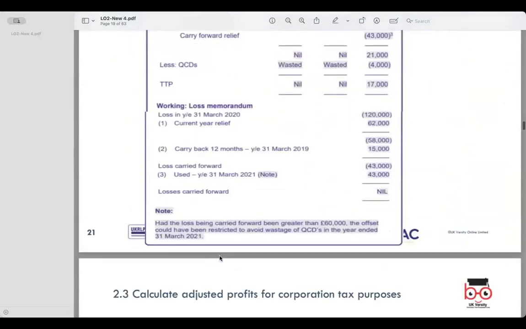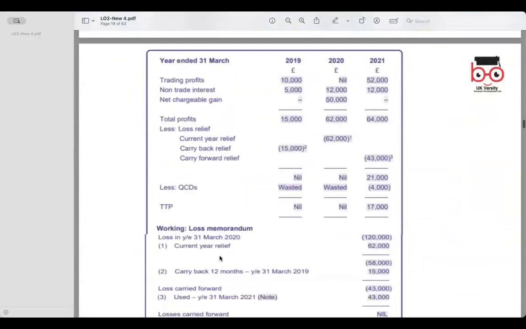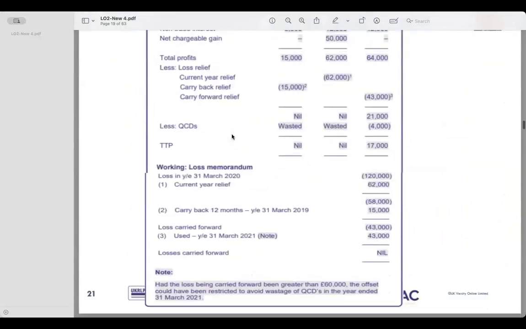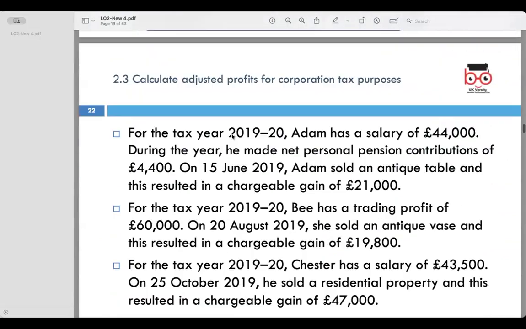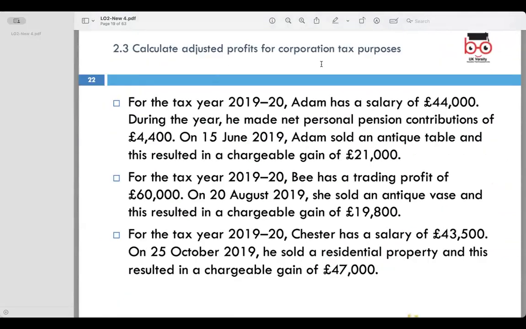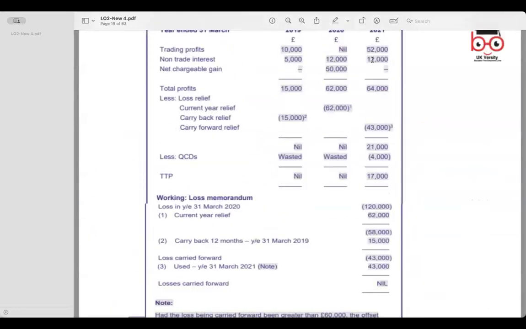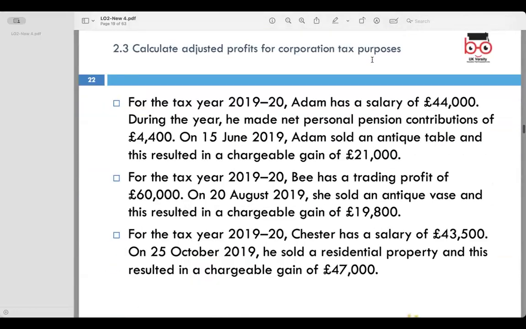So basically, this calculation is here. Okay, year ended 31st March, and calculated adjusted profit for corporation tax purposes. The tax return says that Adam pays, here, these three calculations, and this is a conclusion calculation.